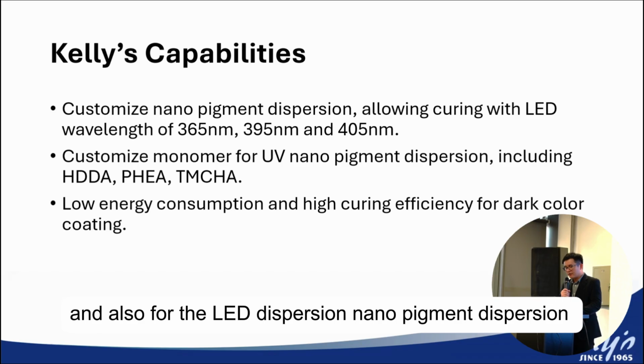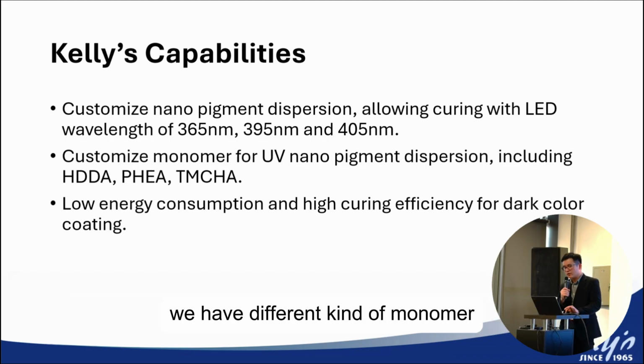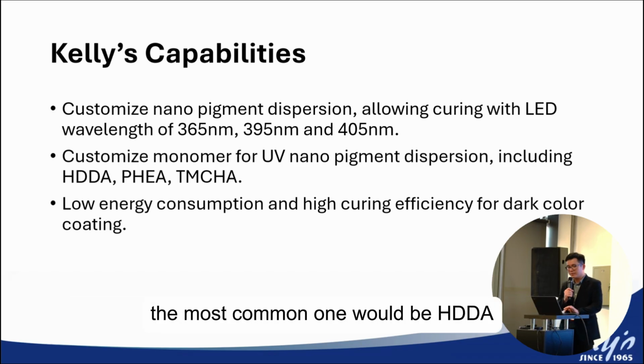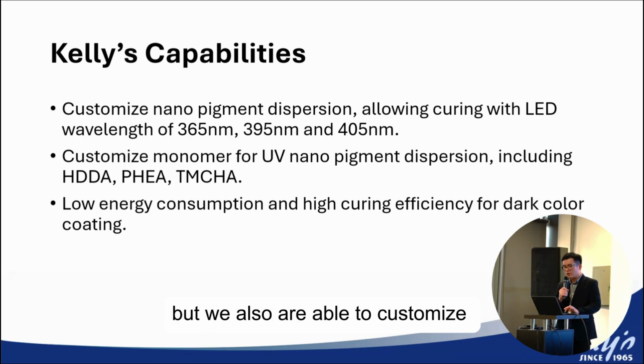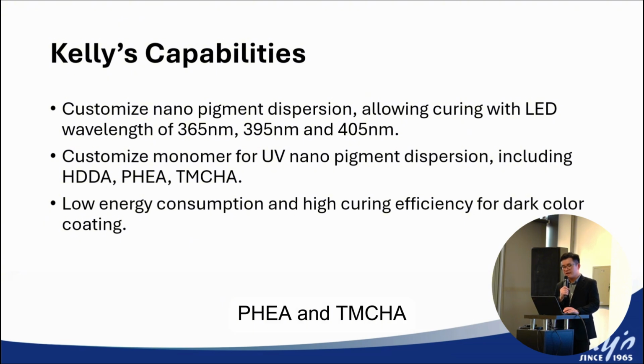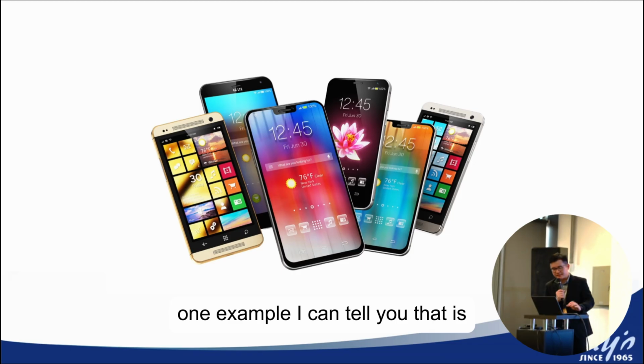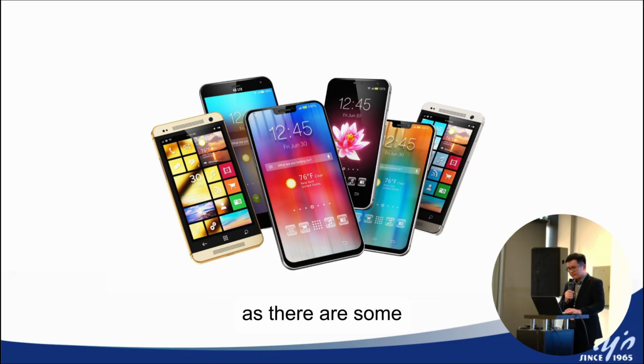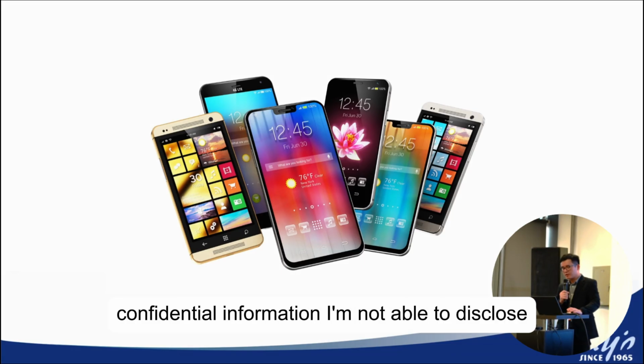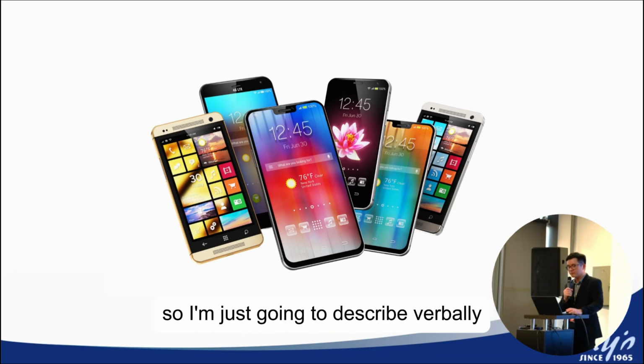And also for the LED nano pigment dispersion, we have different kinds of monomer. The most common one would be HDDA, but we are also able to customize the nano pigment dispersion into PHEA and TMCHA. One example I can tell you is the cell phone industry. As there is some confidential information I'm not able to disclose, I'm just going to describe verbally.